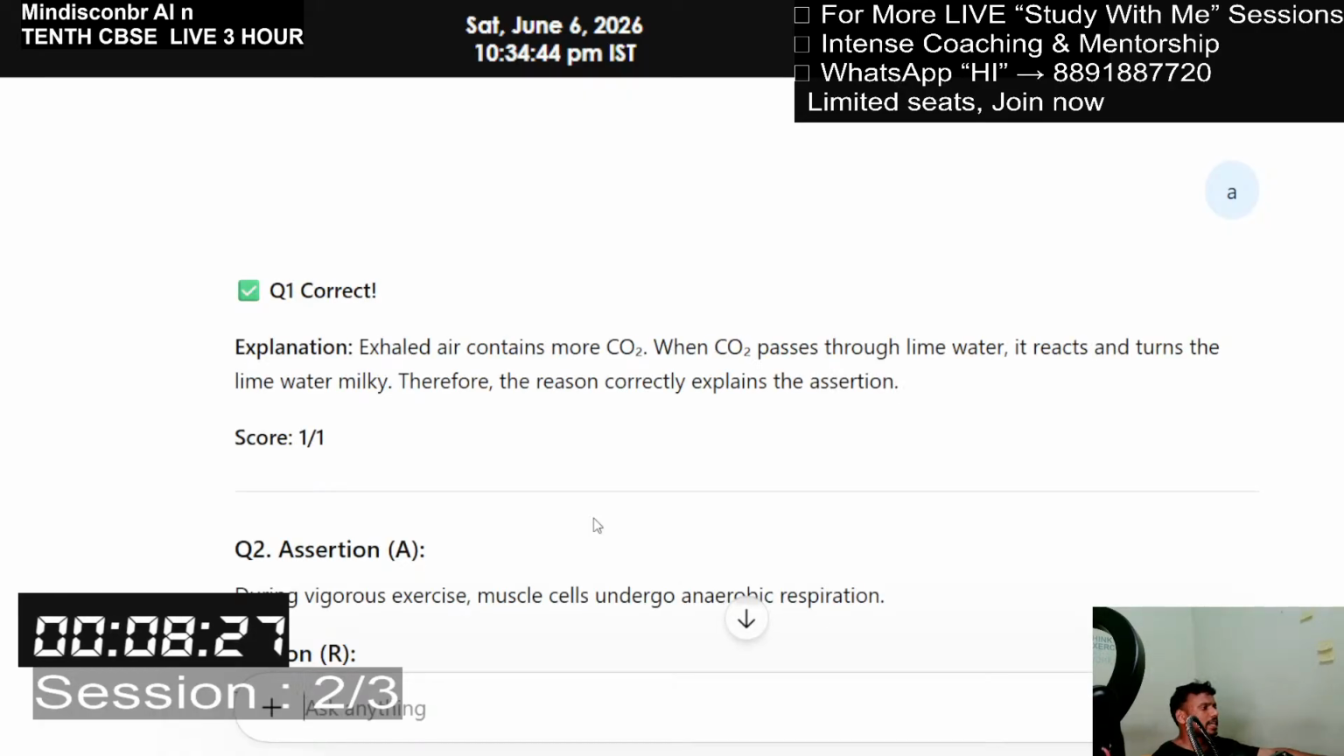Explanation: exhaled air contains more carbon dioxide. When carbon dioxide passes through lime water, it reacts and turns the lime water milky. Therefore, the reason correctly explains the assertion.